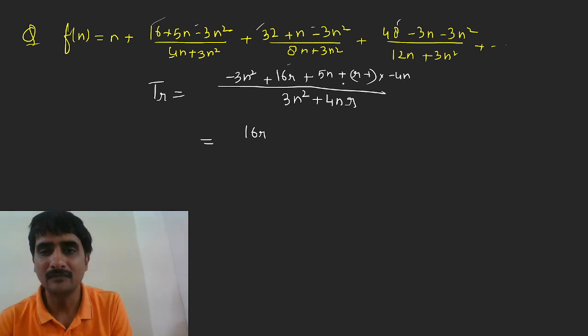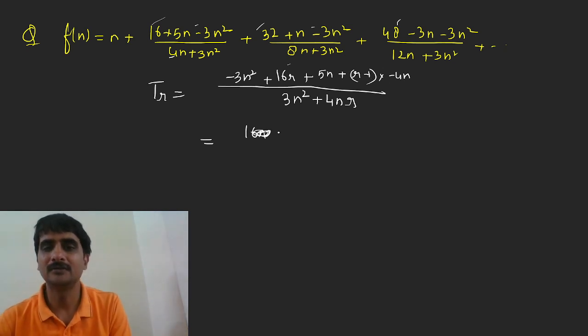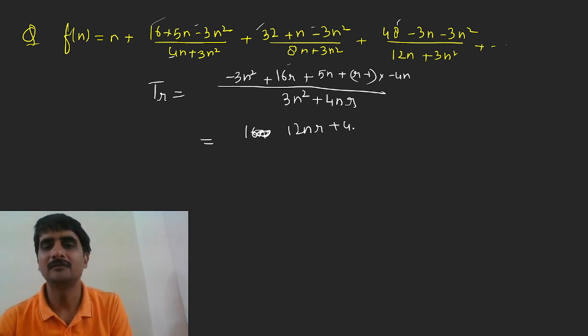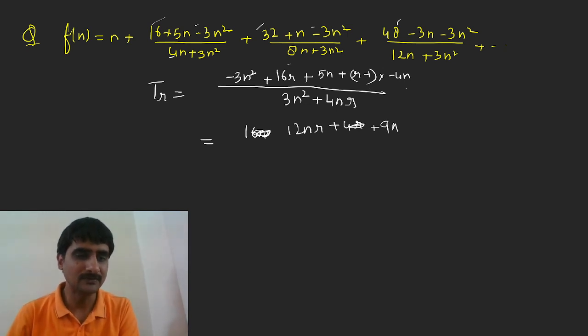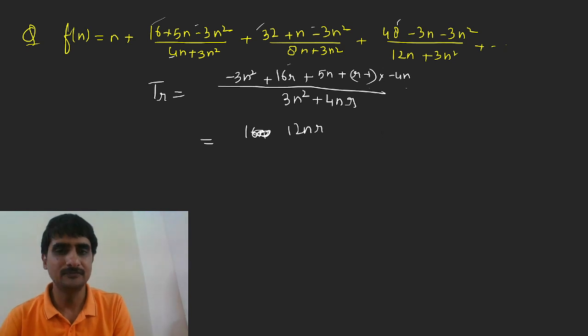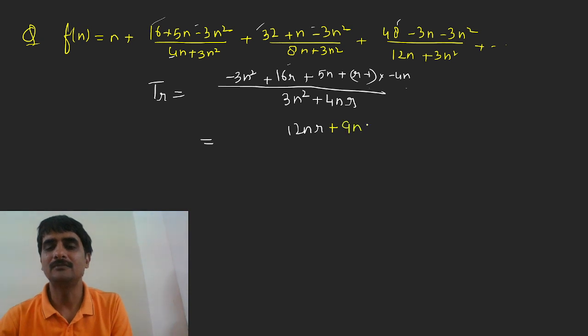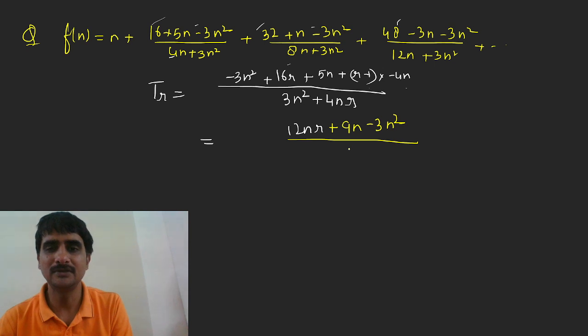Minus, this is plus 4nr, okay, minus 4nr to 12nr, and then this is plus 4r, fine, and then this is plus 4n, I'm sorry, plus 9n, really sorry, 5n plus 4n. Just a minute, let me get it clean. So this is 9n minus 3n square upon, I think those many terms we have, 3n square plus 4nr.